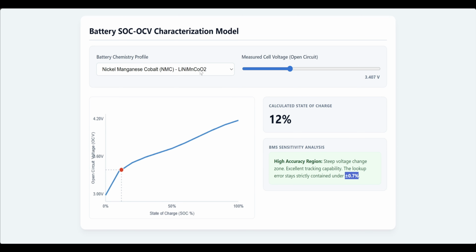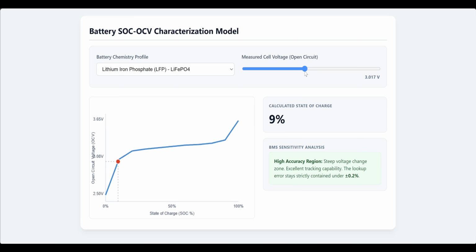So suppose I am considering the first chemistry, that is lithium iron phosphate chemistry. In that case you will be able to see the SOC OCV curve looks like this, and in this entire curve you are able to measure the voltage, and from the voltage you can conclude the SOC. But if you see the region over here, there you will have more errors when you try to estimate the SOC based on the voltage.